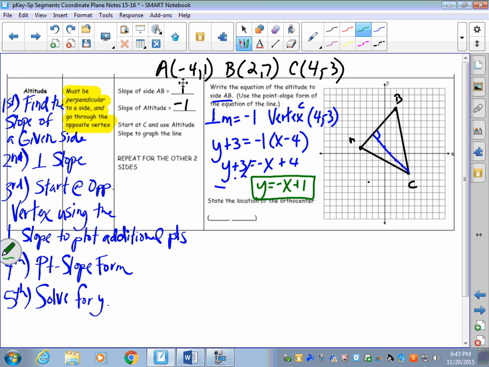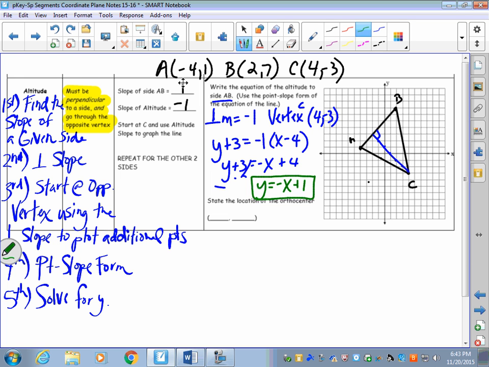Now, they want us to find the location of the orthocenter. That is the intersection of the 3 altitudes. And to do that, I need to go ahead and draw them to see, do I have an exact point, or am I going to have to use some system of equations to solve to find the x and the y coordinate. So I'm now going to do side BC, okay?